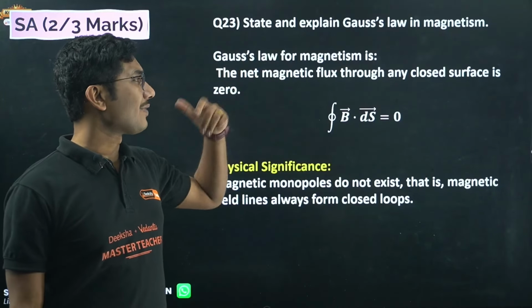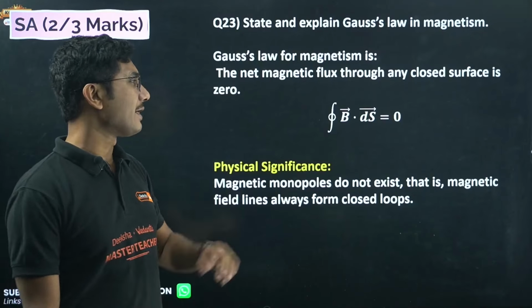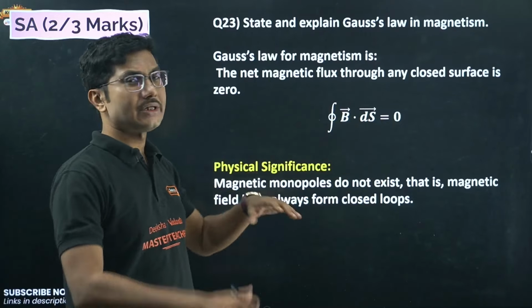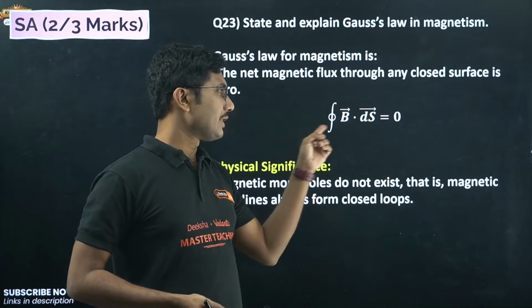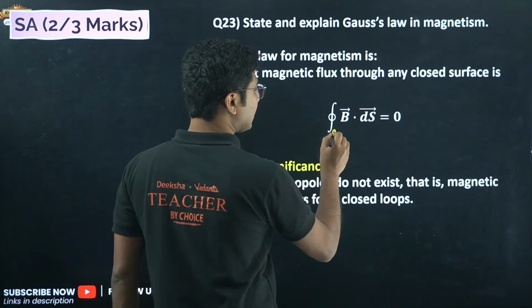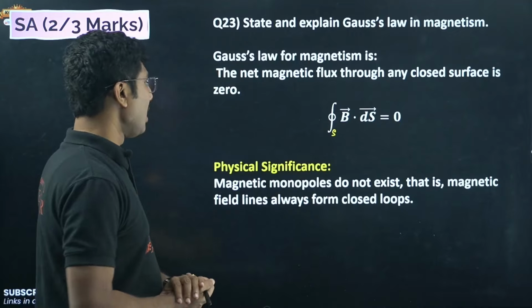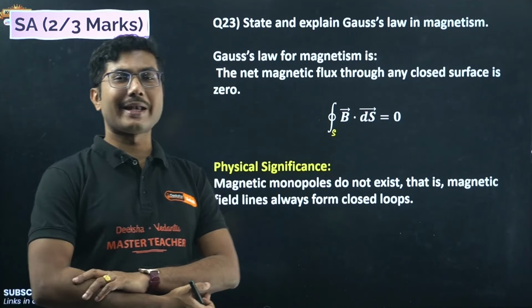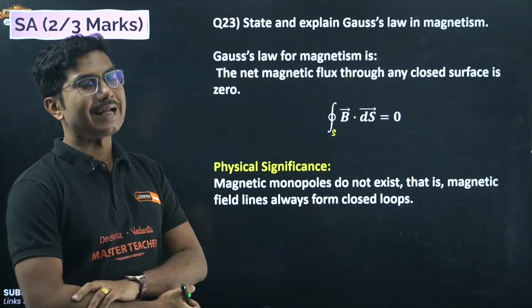The total magnetic flux through any closed surface is 0, that is, the closed integral of B dot dS is 0. The closed integral represents a closed surface, and if you write a small s over here, that is sufficient. Physical significance: magnetic monopoles do not exist. That is the basic thing.